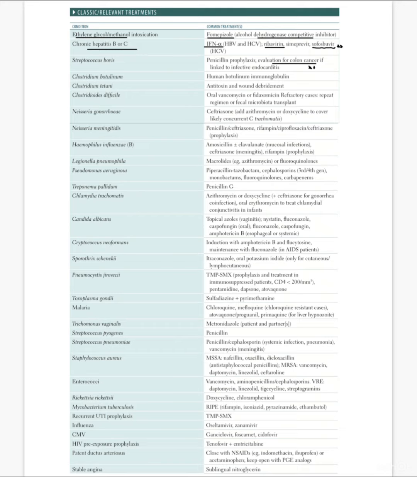This is a very important MCQ that may be tested upon. This has also been previously asked, guys. Now Clostridium botulinum. If you see infant botulinum where the honey was involved, try to correlate it. For Clostridium botulinum, human botulinum immunoglobulin is given.